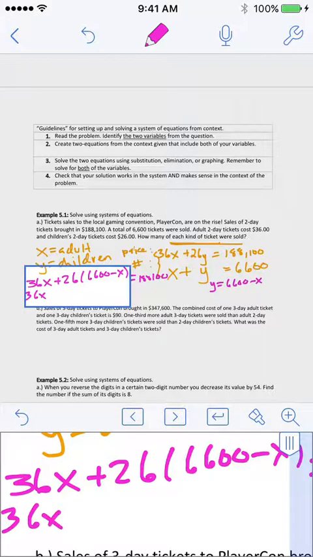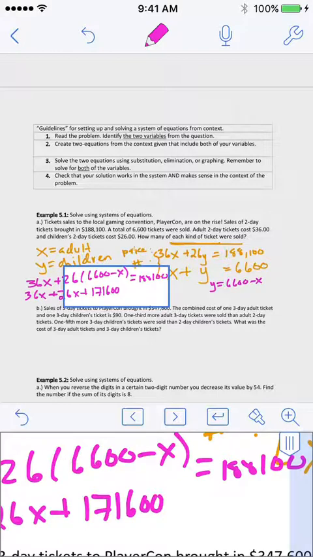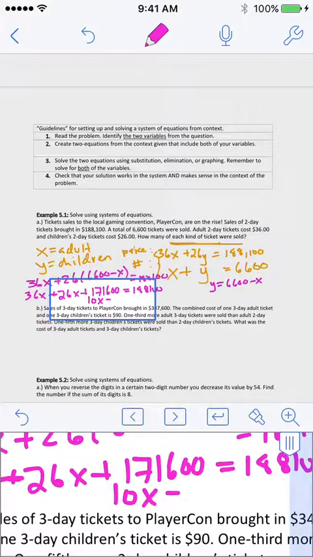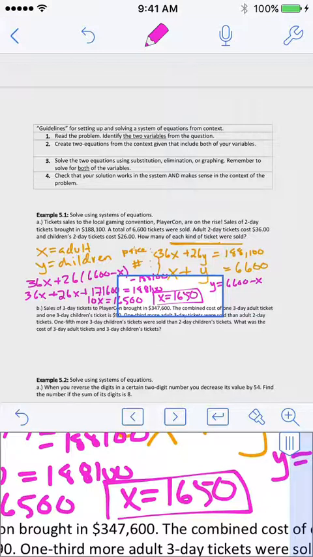26x. Nope, plus, yep, minus 26x plus 6,600 is equal to 171,600. And that is still equal to 188,100. That's 10x is equal to, sorry, I'm doing this as I go. So 10x, whoops, is equal to 16,500, or x is equal to 1,650. Great, what question did I just answer?